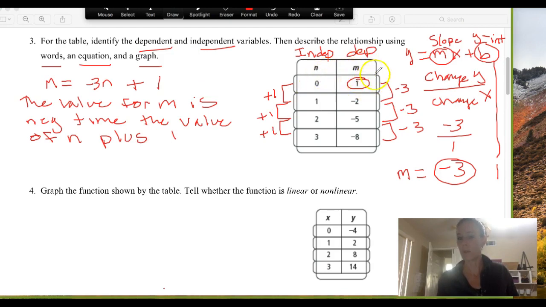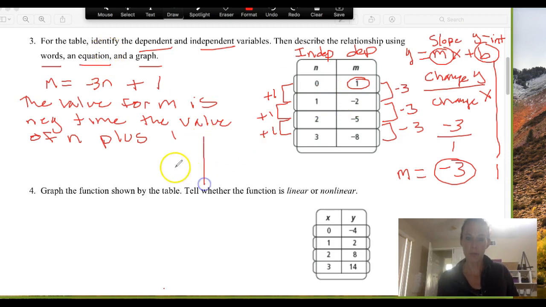Let's see if it works. Negative 3 times n, or negative 3 times 0, is 0, plus 1 is 1. Let's try it here. Negative 3 times 1 is negative 3. Negative 3 plus 1 is negative 2. It works. Now we need a graph.